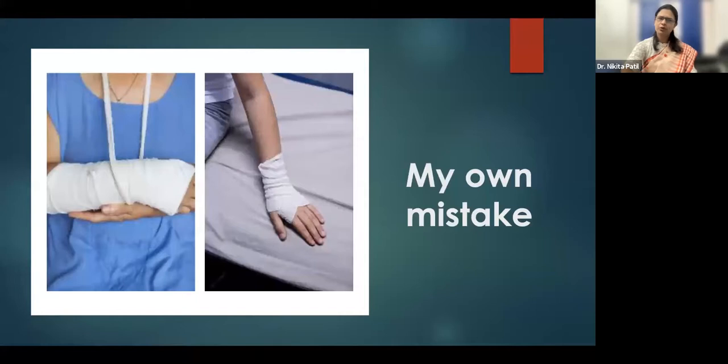Now, this was a routine OT. I had to anesthetize a patient for radius ulna. I went to the operation theater and I found that the patient had plaster on both the hands. So I confirmed with the OT assistant which limb was to be operated. He said, Madam, it's the right hand. So I gave the block, the anesthesia was fine, and we started opening the dressing and scrubbing.